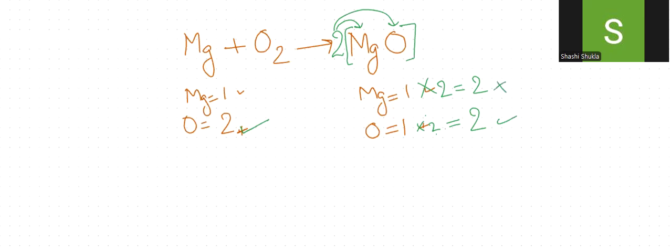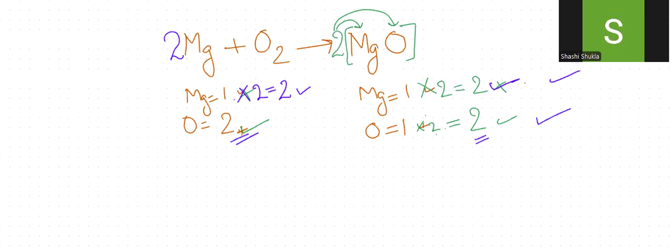So not balanced. To make this balanced, what needs to be done? We need to have Mg as 2 on the LHS. And how can I do that? I have to multiply it by 2. And how can I multiply it by 2? If I put a 2 in front of Mg. So this gives me 2. Now Mg is 2 on LHS, Mg is 2 on RHS. So this Mg part is balanced, right? Oxygen is 2 on LHS, 2 on RHS. So this is balanced too. So this is a balanced equation now.